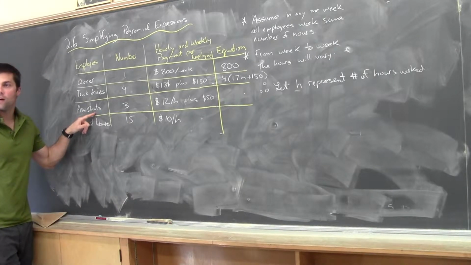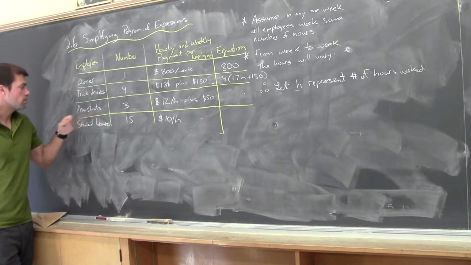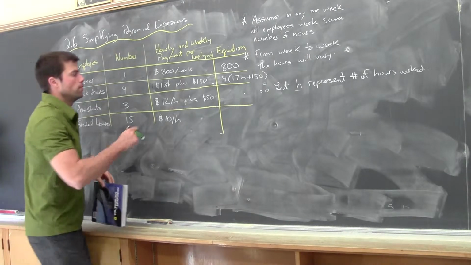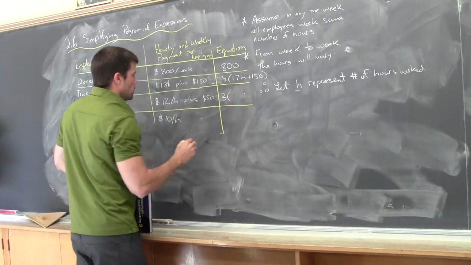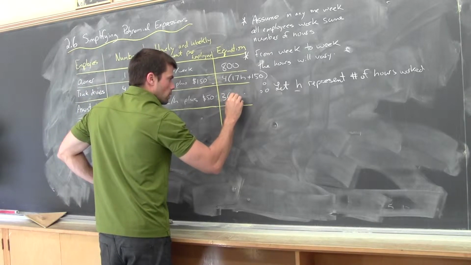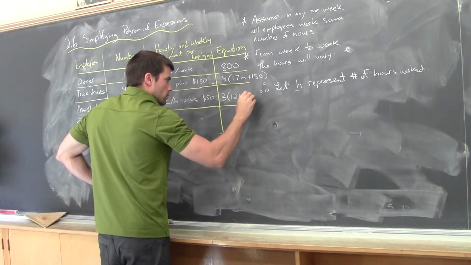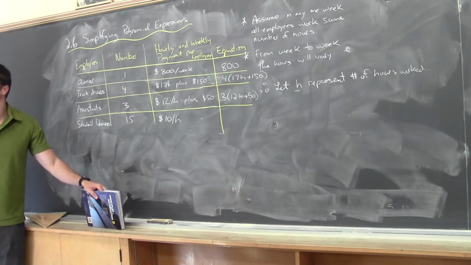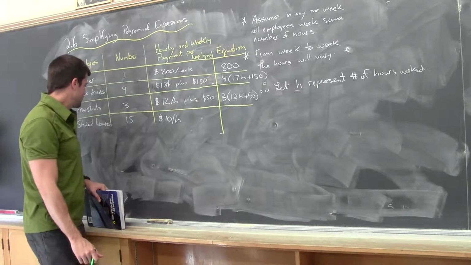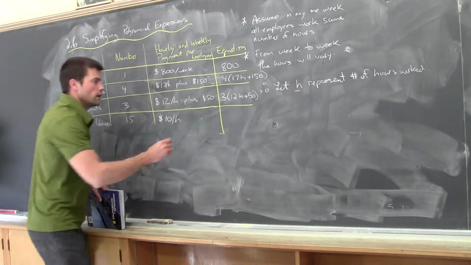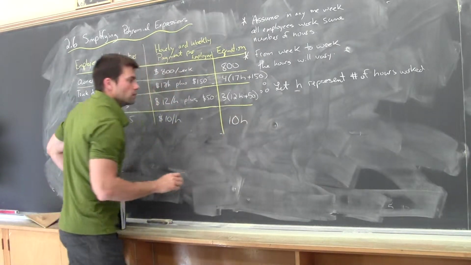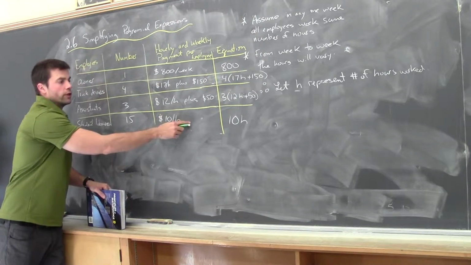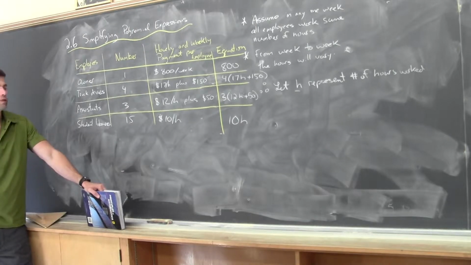Our assistants now, Chris? 3 bracket 12 times H plus 50. Excellent. Perfect. And finally, our student laborer, Selman? 10H. Excellent. There's no fixed cost for them. So it's just a variable of 10 times H.